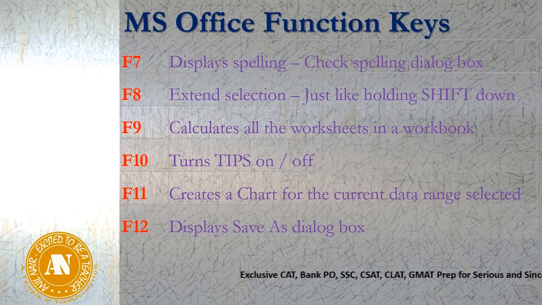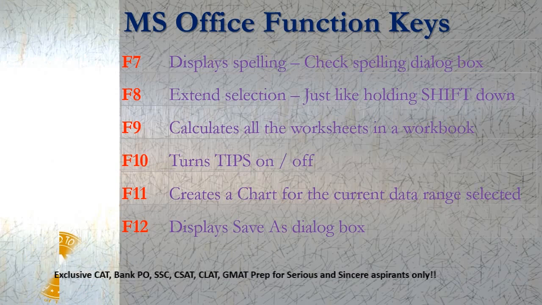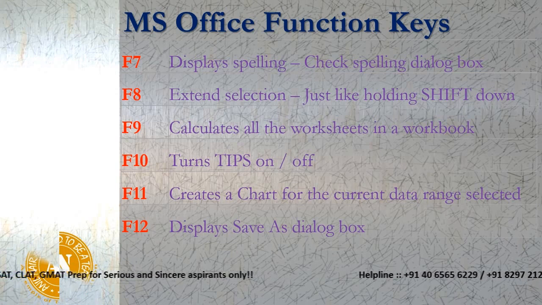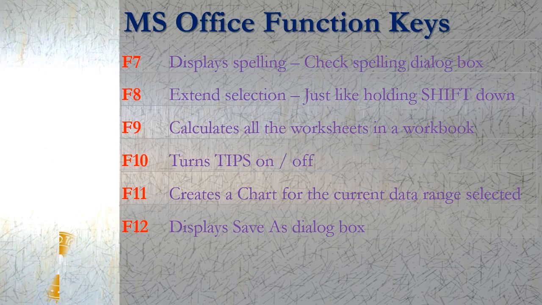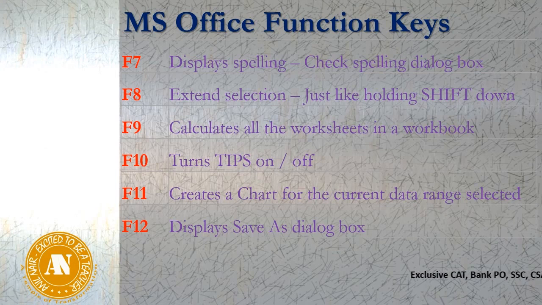Then comes F10, which turns the tips on and off. Then comes F11, which creates a chart for the current data range selected. So you create data, let us say name and age in 2 columns, and enter different names and different ages in 10 rows or 20 rows. Select the whole data and then press F11. It will simply create a chart and show you a report kind of thing for the data that you have selected. Now comes F12.